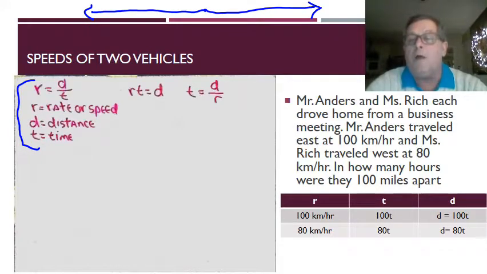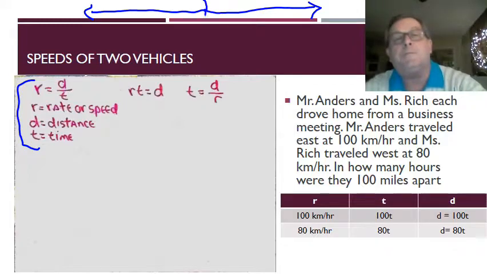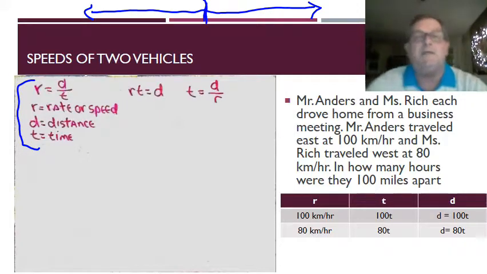Were they 100 miles apart? How long did it take for them to reach 100 miles away from each other, with this, let's say, as their starting point? Now, this is a place where having a table may actually come in handy, and I've inserted one right here.